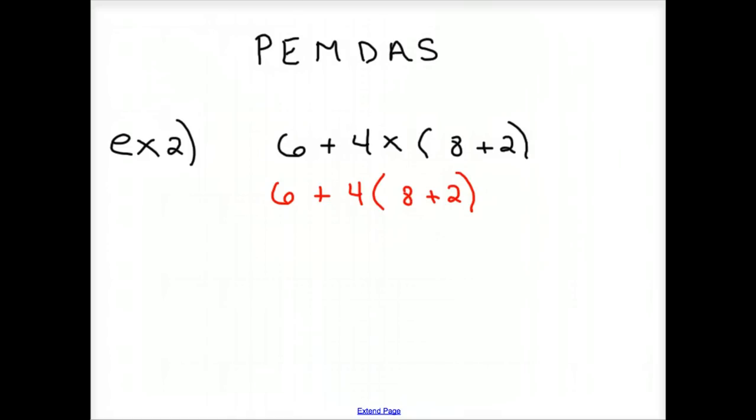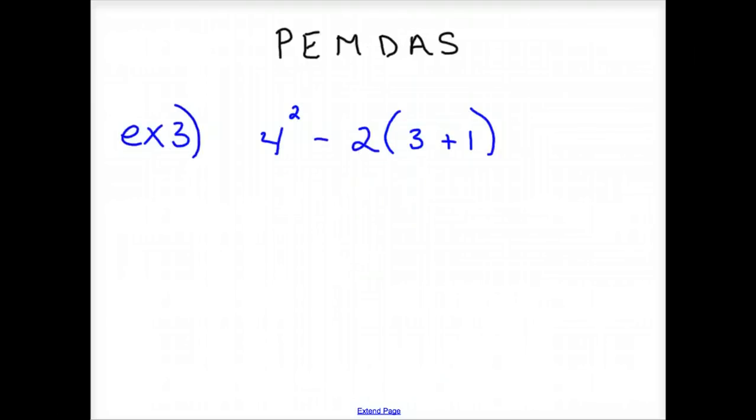Similar to example number 2, another alternate way of writing 4 times the quantity 8 plus 2 is having the 4 right next to the parentheses. Anytime you see a 4 next to the parentheses, as you see here, this implies multiplication.